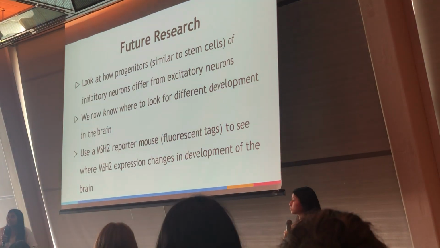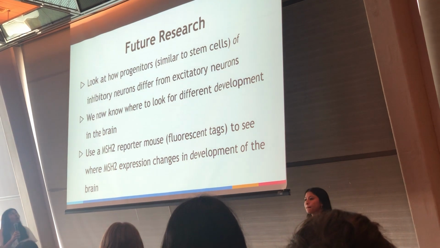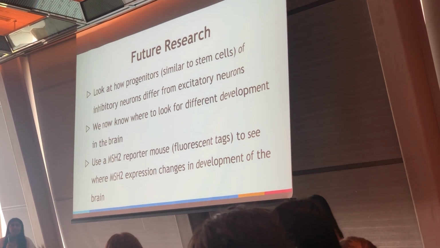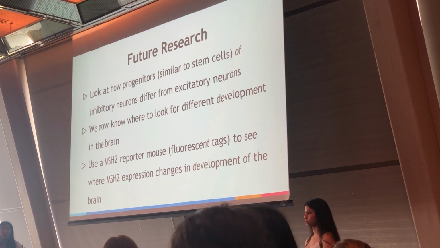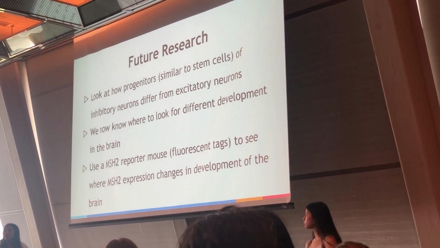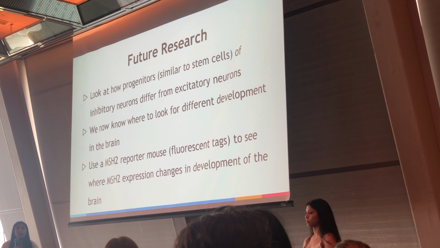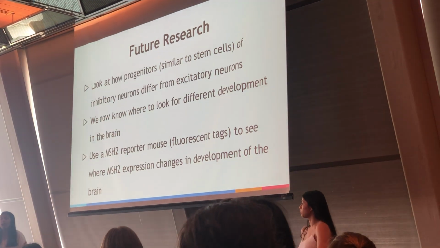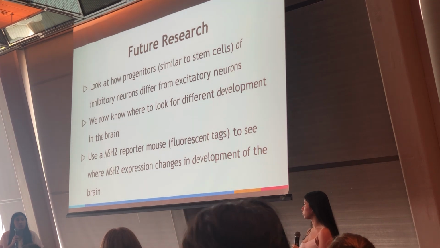So what are some next steps we can take for further research? One thing we can look at is how progenitors, which are essentially just stem cells of inhibitory neurons, differ from excitatory neurons. With PV, we were able to examine the suppression of inhibitory neurons, but we can use a different marker in future research to determine how this has the same implications with excitatory neurons.